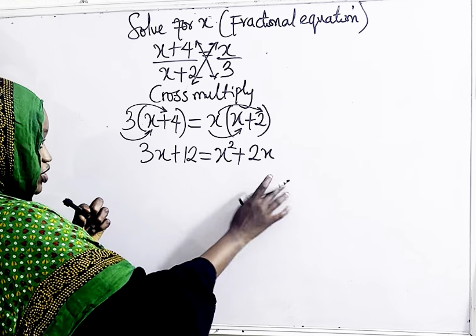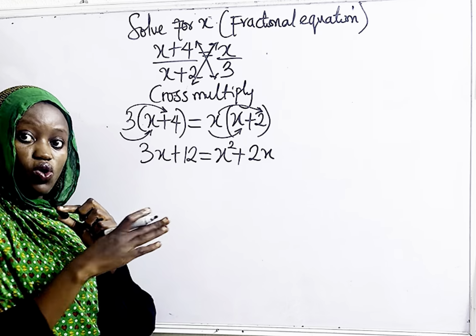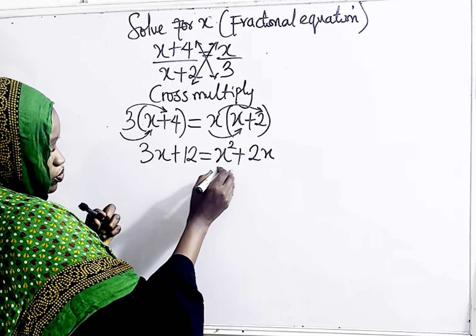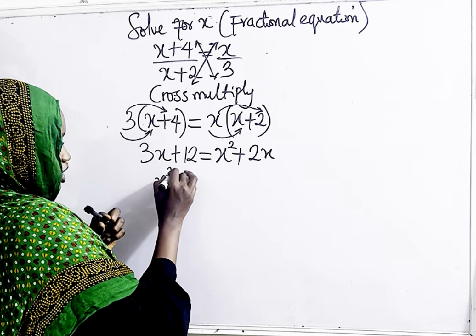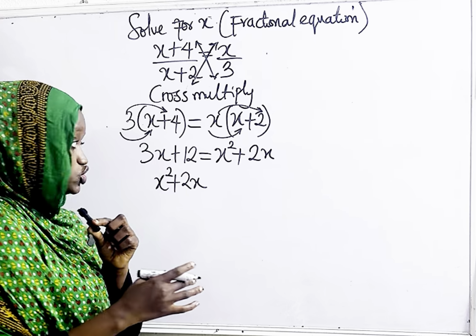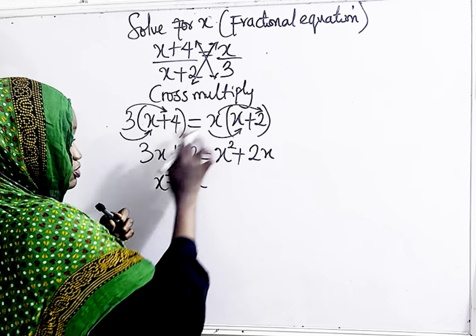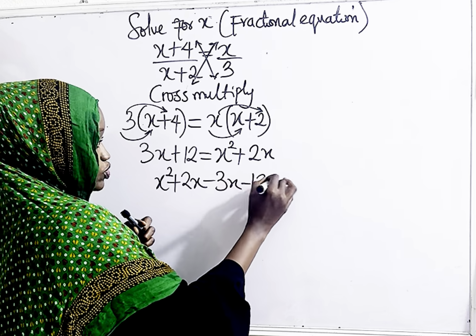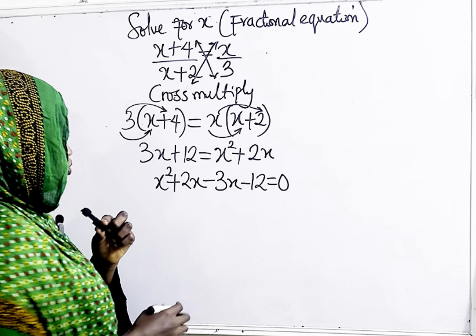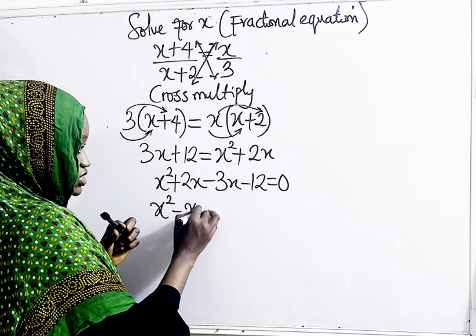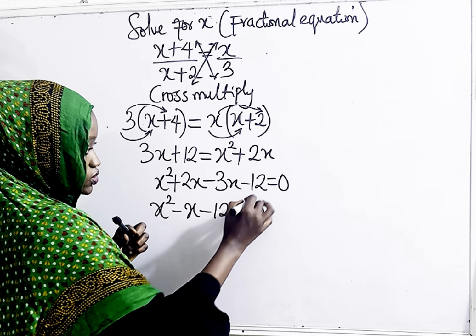Now we are going to rearrange and equate this to 0, because this is leading to a quadratic equation. So here we have x squared plus 2x. You see, these values are not changing their position. Now this 3x becomes a minus 3x and the plus 12 becomes minus 12. Then we equate this to 0. So this becomes x squared plus 2x minus 3x, which is minus x, and we have minus 12 equals 0.